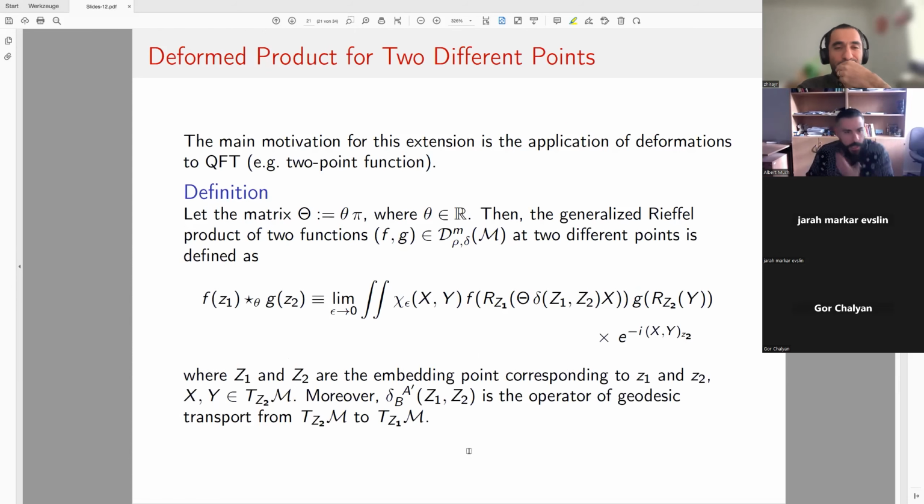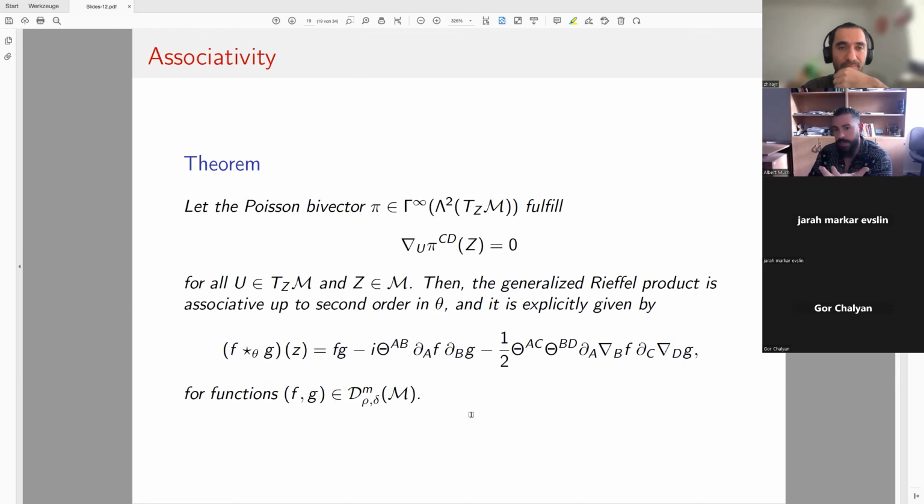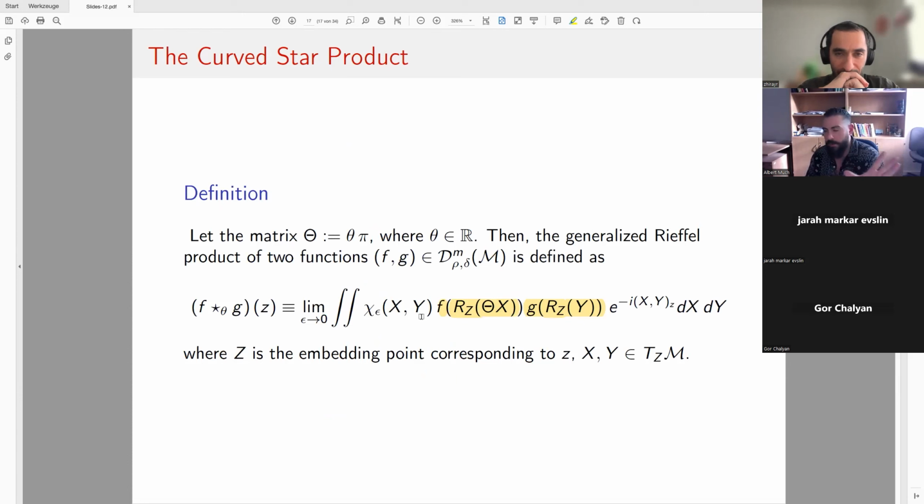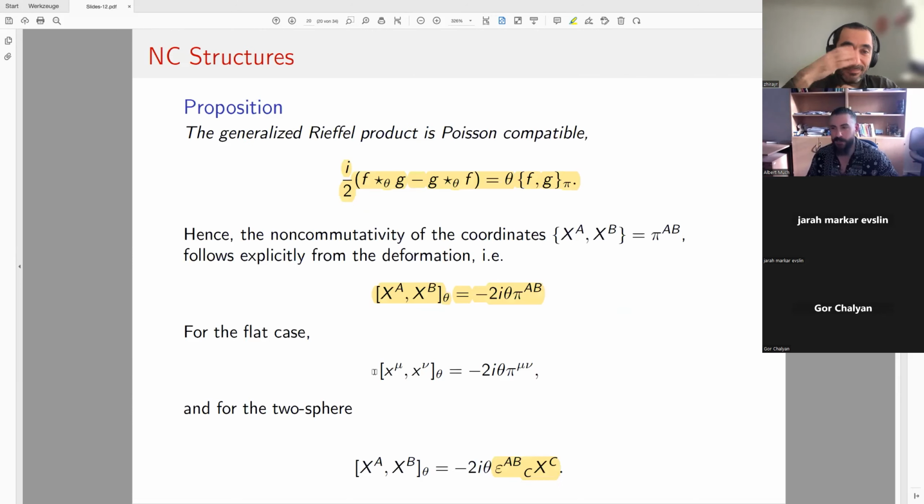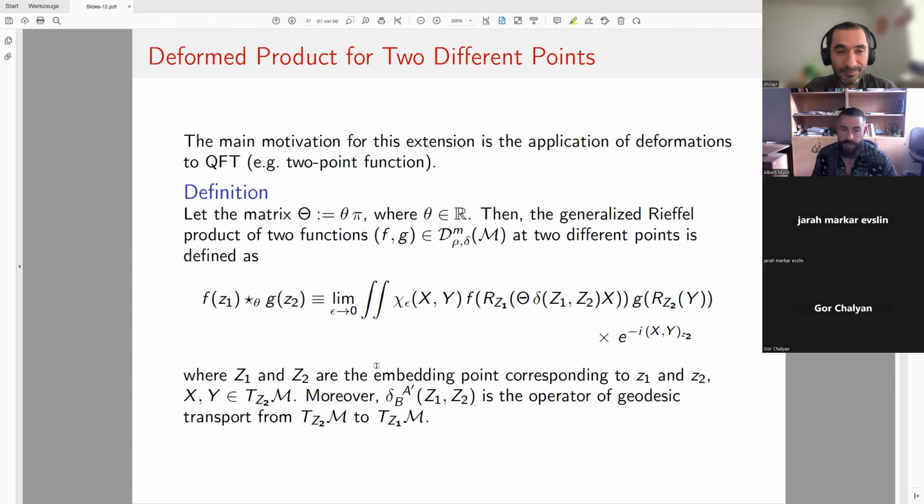And now the problem is, okay, I defined this star product for 1 point, but quantum field theory doesn't care about 1 point in a sense. You need 2 points. So you need to generalize this product to 2 points, because I want to apply it to the 2-point function at least, right? And basically it works in a similar manner. The only thing you need to do is introduce a geodesic transport in addition, because your tangent vectors have to be from the same space. You cannot take two different tangent vectors, basically.